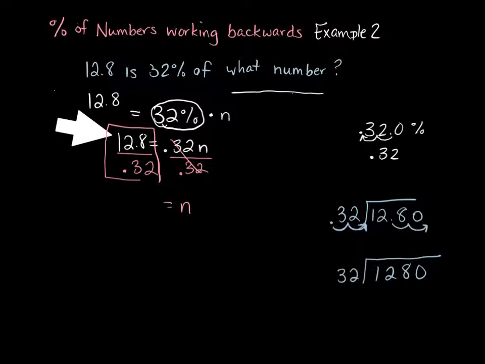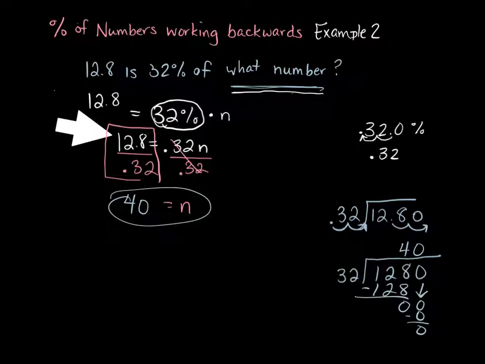32 goes into 128 4 times. 32 times 4 is 128. Then you have to bring down this 0. 32 goes into 0 0 times, and you're done. So 40 is your number. Since you're not asking for a percent, they're asking for a number, you're done at this point. The main thing you can't forget on this problem is this step right here, to change that into a decimal.